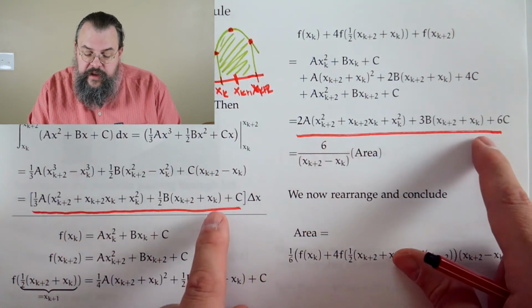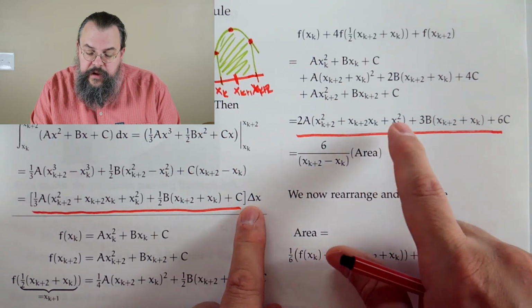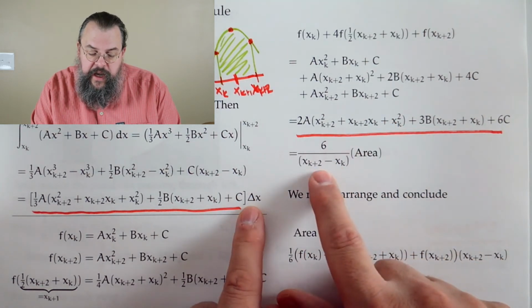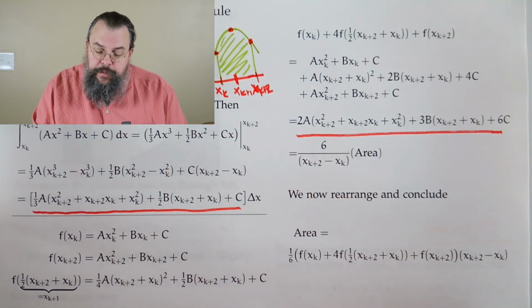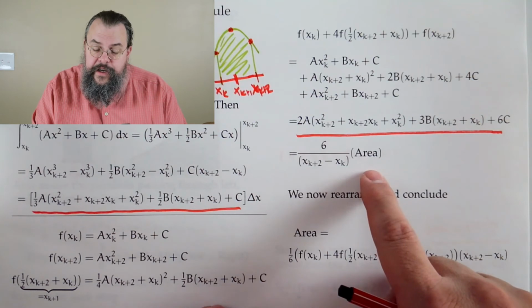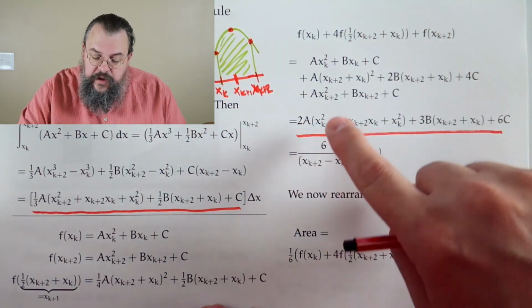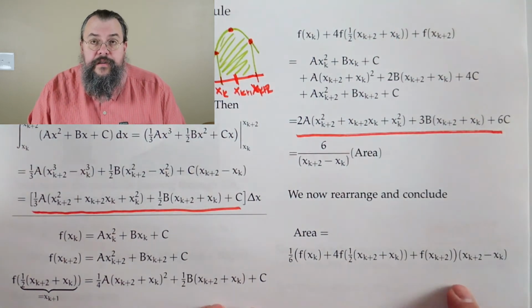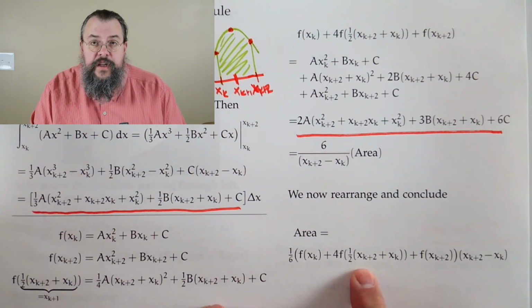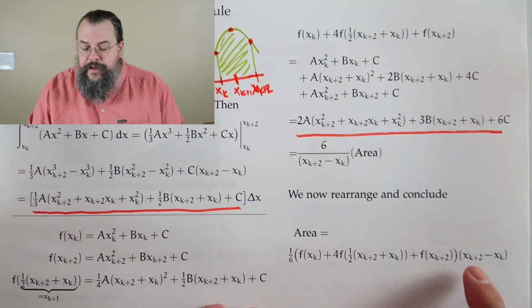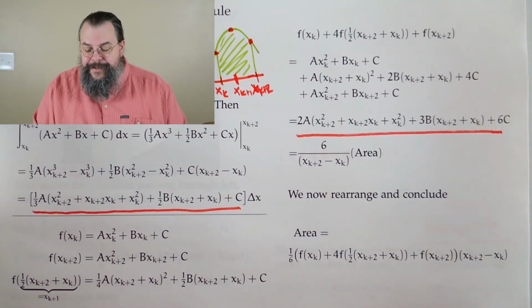So multiply this by 6. We need to divide by our delta x. And now we say, lo and behold, multiply by 6, divide by that, and we get our area. So now we say, perfect. We want to solve for area, and therefore, if we move this across, our area is what we claim it is: 1/6, the function on the left, 4 times the function in the middle, plus the function on the right, times the width from beginning to end. And we're done. That's it.